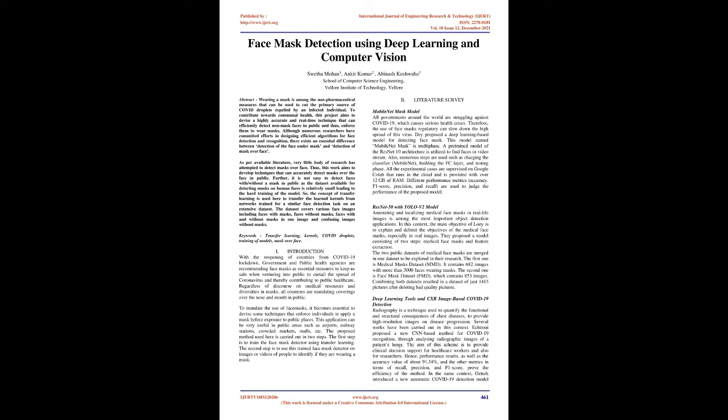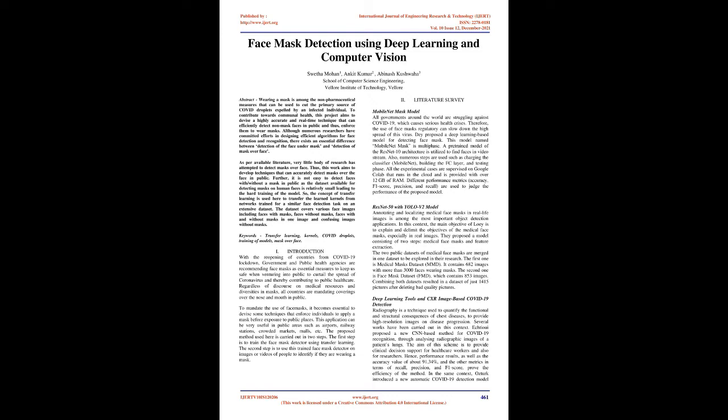2. Literature survey. MobileNet mask model. All governments around the world are struggling against COVID-19, which causes serious health crises. Therefore, the use of face mask regulation can slow down the high spread of this virus. They proposed a deep learning-based model for detecting face masks. This model, named MobileNet mask, is multi-phase. A pre-trained model of the ResNet 10 architecture is utilized to find faces in the video stream. Also, numerous steps are used such as loading the classifier, MobileNet, building the FC layer, and testing phase.